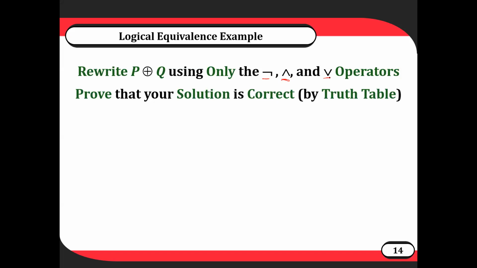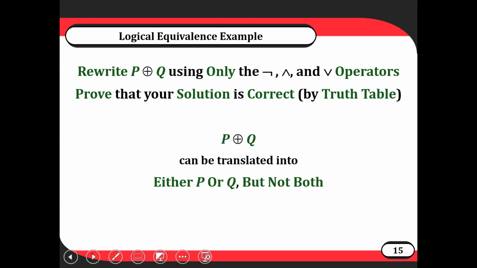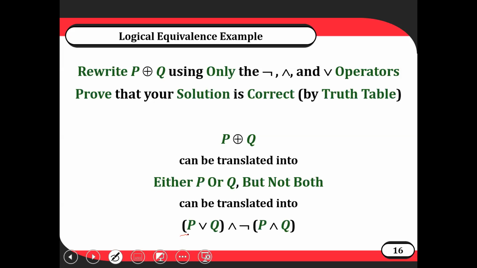So how are we going to do this? Let's express P exclusive OR Q in English. In English, we would say either P or Q, but not both. So now we have an English statement and we want to translate it into a logical expression. We might say P or Q and not P and Q. And that's our best guess at the moment. So let's see if that's actually correct.